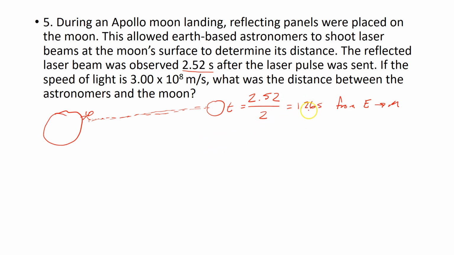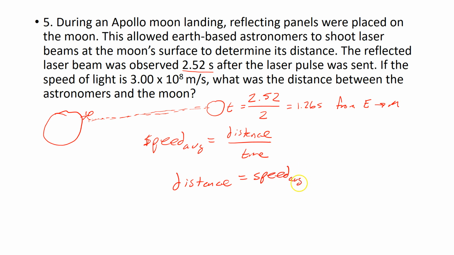All right, so now that we have a time, we also have a speed of light. So to find that distance, we're going to use the average speed. We're going to use speed average is equal to the path length, which is the same thing as the distance, and we're going to divide that by the time. So if we want distance, we can just multiply both sides by time. So now I can say distance is equal to the average speed times time.